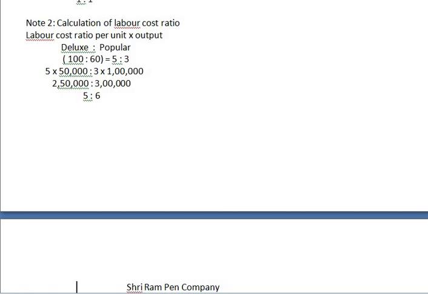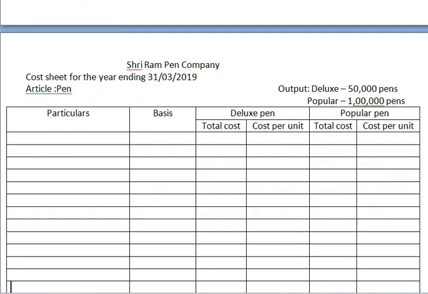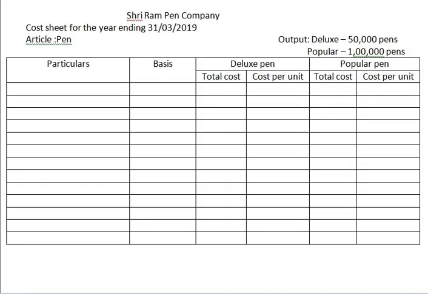Now next, we have to find out what? We have to prepare cost sheet. So next line, Sri Ram Pen Company. Next to that, cost sheet for the year ending 31st March 2019. So article is pen and your output. Deluxe is 50,000 pens and popular is 1 lakh pens. So accordingly, we need to prepare cost sheet. So first we need to take what? Direct material.